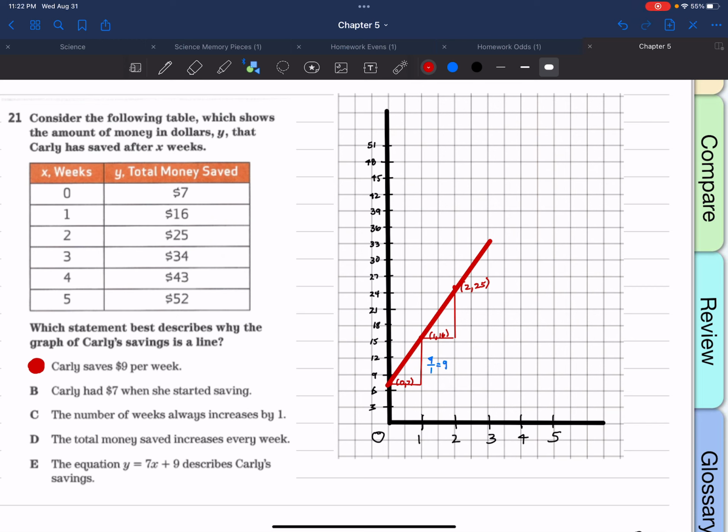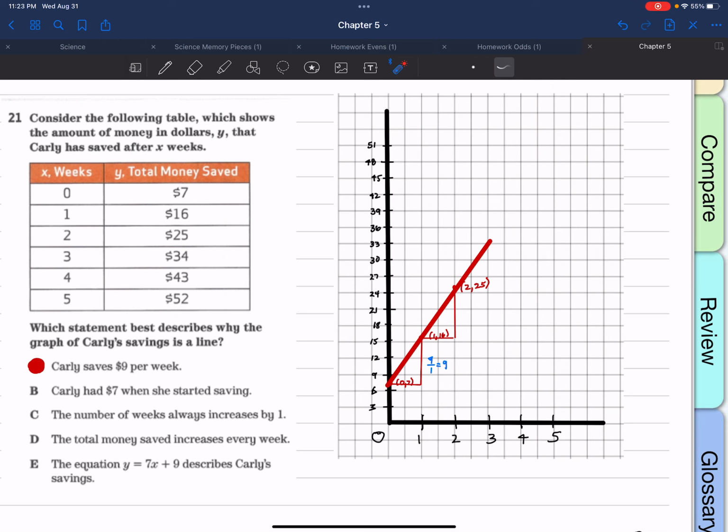The number of weeks always increases by 1. That's true, but that has nothing to do with the stair step. Without the growth of 9, you wouldn't have the stair steps building. The total money saved increases every week. That's true. The Y values are increasing, but that is on this axis. That has nothing to do with this growth of the stair steps.